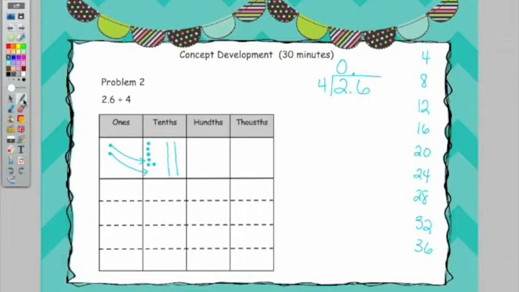Okay, so now I have 26 divided into 4 equal groups. And which one of these multiples? 24. Now I'm going to ask a question. 4 times something equals 24. What is it? 4 times 6 equals 24. On the place value chart, I need to put 6 in each box.